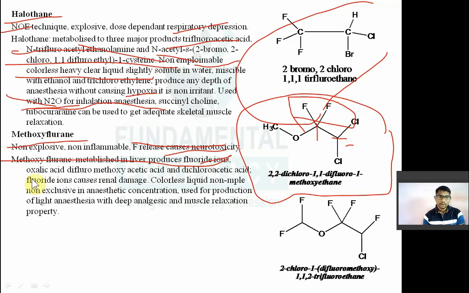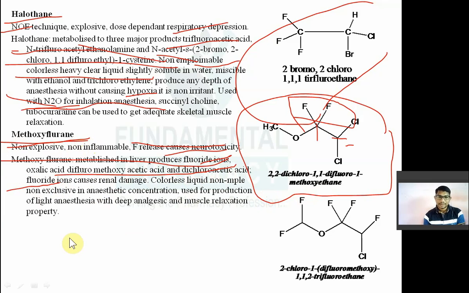Fluoride ion, oxalic acid, then difluoromethoxyacetic acid, difluoroacetic acid. Okay, whatever fluoride ions are released, they cause renal damage, they cause neurotoxicity. तो याद रखो यहाँ पे जो fluoride ion को release करता है वो कौन है? Methoxyflurane. And because of that renal toxicity is there, neurotoxicity is there.